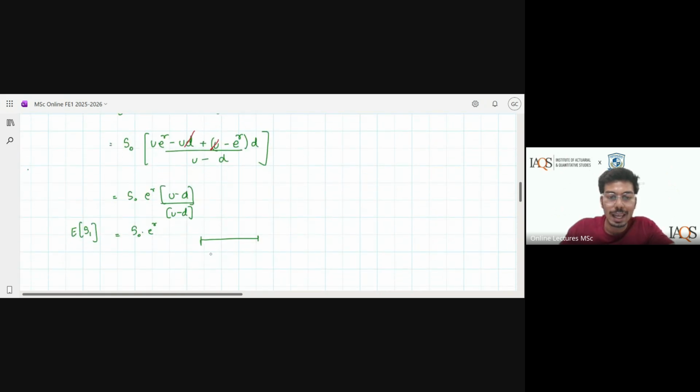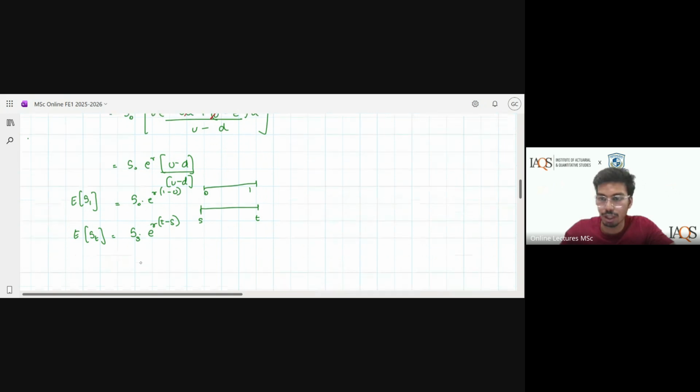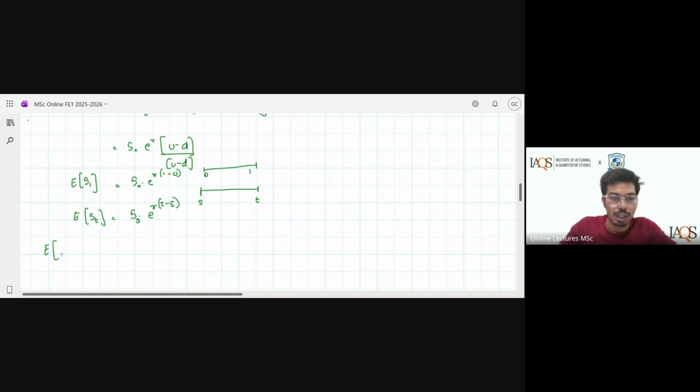If I go from S to T, can I say the expected value of ST is equal to the current asset price, which is SS, into e raised to r, time period is T minus S? What we did in the upper proof was from 0 to 1, so I had S0 into e raised to r, 1 minus 0. Right now I have S and T, so I can say SS into e raised to r(T minus S), because the basic fundamental is it should grow at the risk-free rate of interest. That is what I've done. Now, let's start with our part.